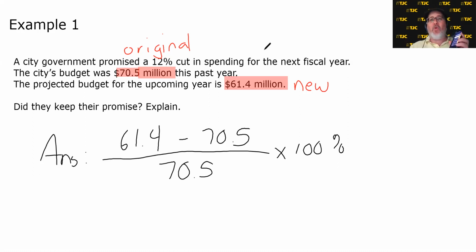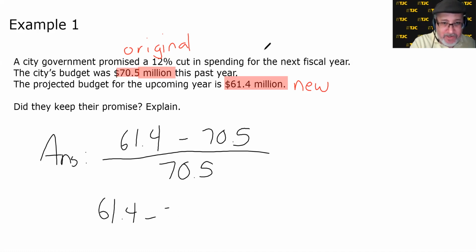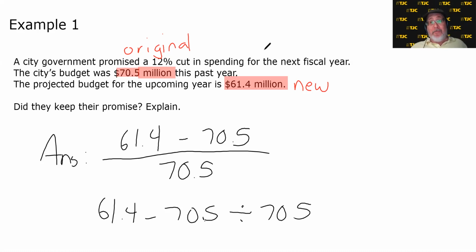Now, there's something I need to warn you about, especially if you're using a calculator. If you type in exactly what you see, forget the percent for a second. We'll put that back in a moment. If you type in your calculator 61.4 minus 70.5, and then division, fraction is division, divided by 70.5, it will give you the incorrect answer every time.